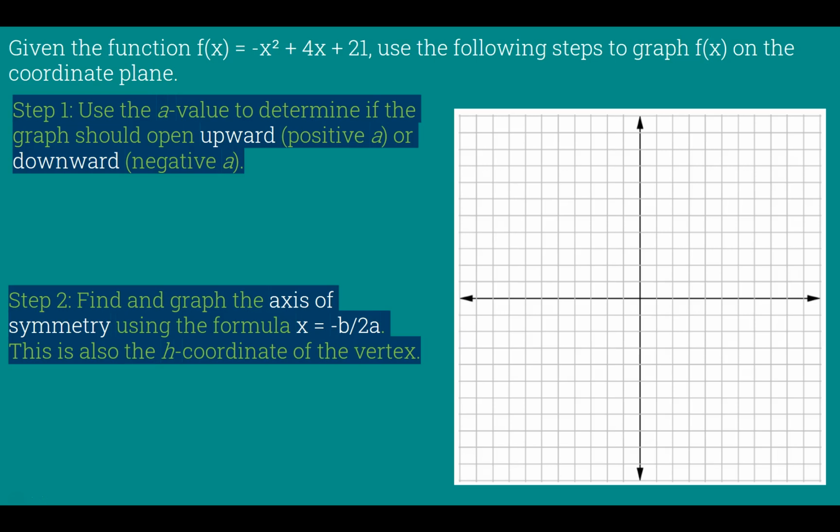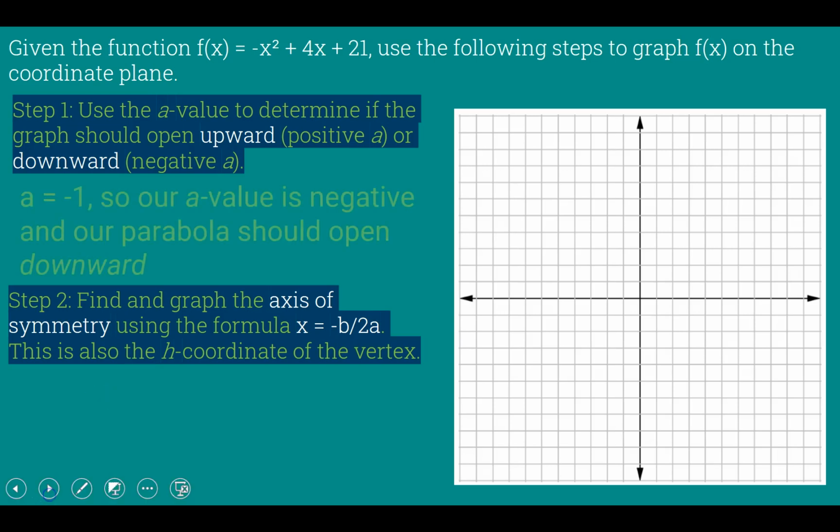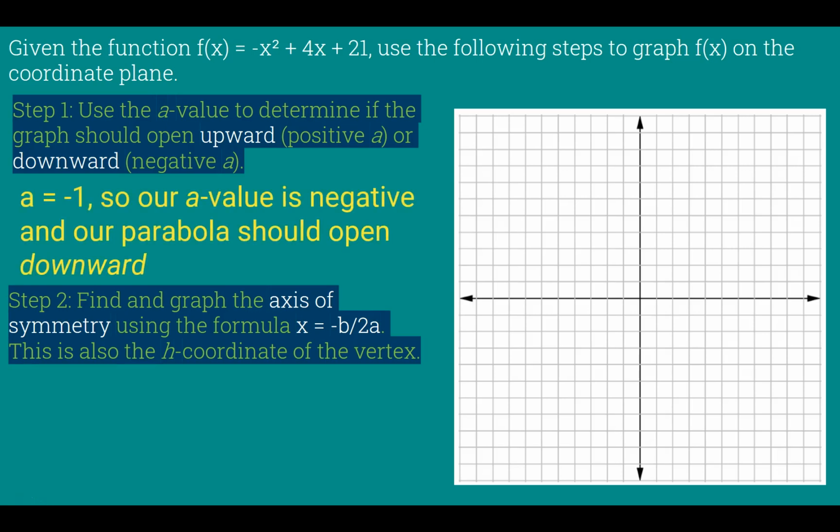That way you know where to go back each time to get your values. All right, so what does that mean about my A value? It is negative 1, so is that positive or negative? Negative. So where's it going to go? Down. It's going to open down. It's going to frown at us. So this time A is negative 1, which means it's going to open down.